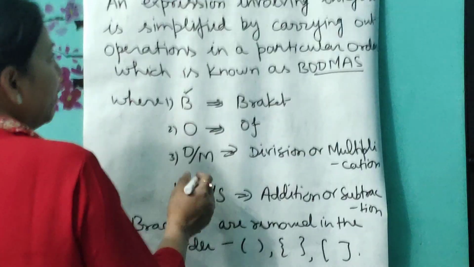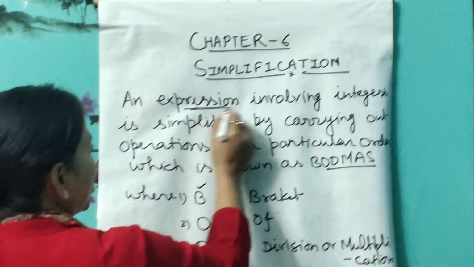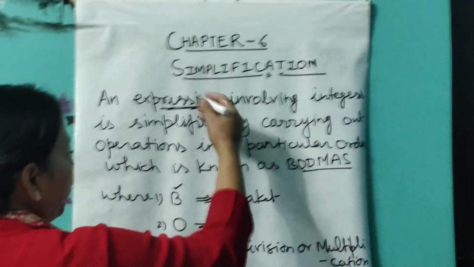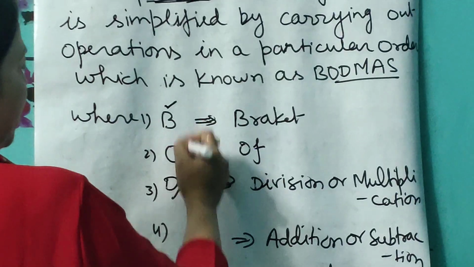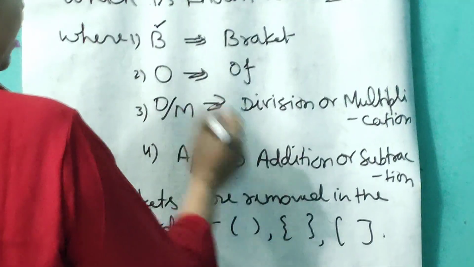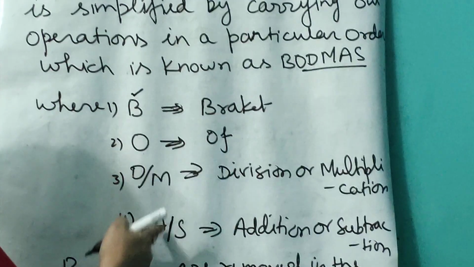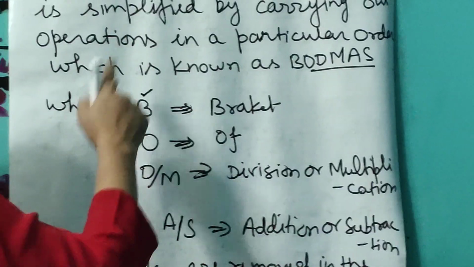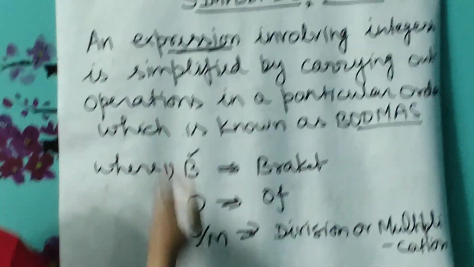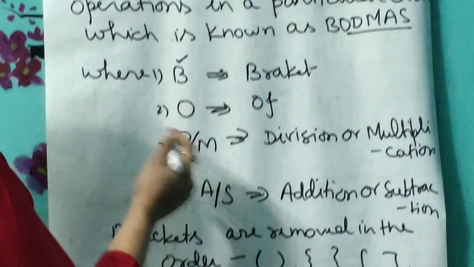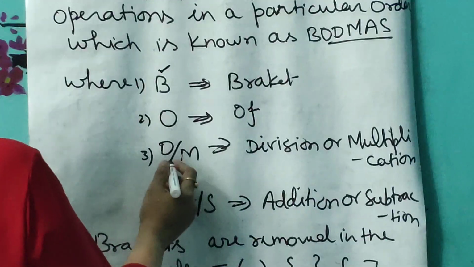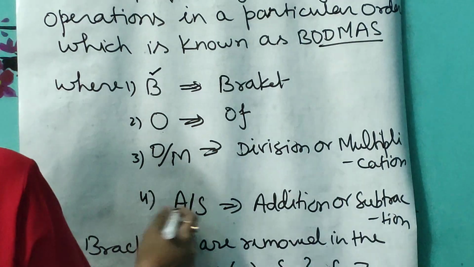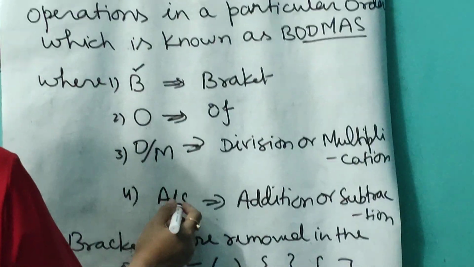To solve or simplify any mathematical expression, we perform some operations like bracket, of, division, multiplication, addition and subtraction, in a certain order. That order is given here. First we will simplify the bracket, then we will solve of, then division or multiplication, then addition or subtraction.